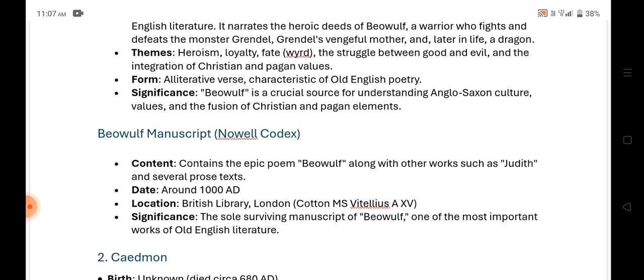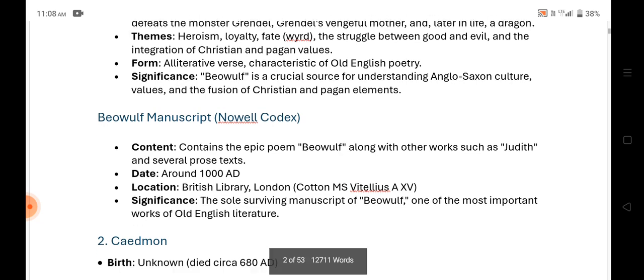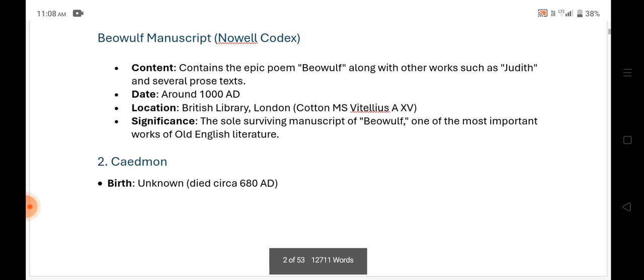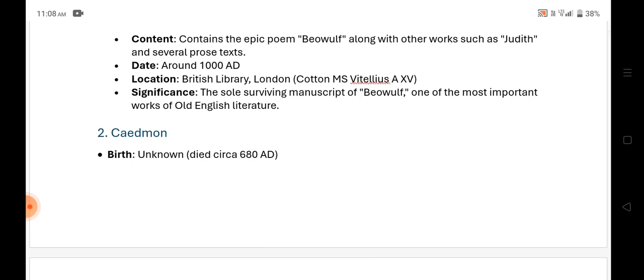And let's see the Beowulf manuscript, or Nowell Codex. It contains the epic poem Beowulf, around 1000 AD. Location is the British Library, London, and it is the sole surviving manuscript of Beowulf, one of the most important works of Old English literature. The next writer is Caedmon.